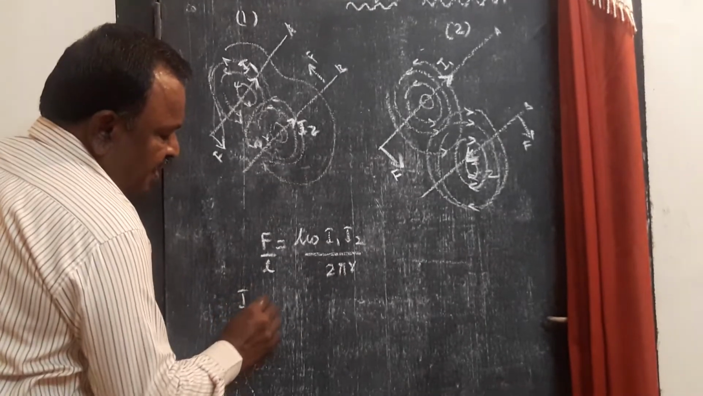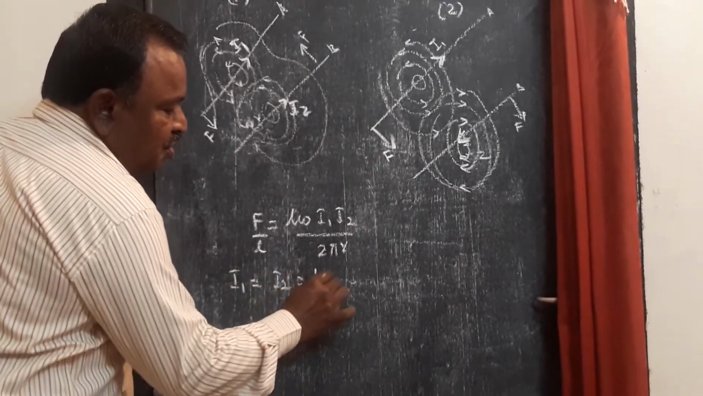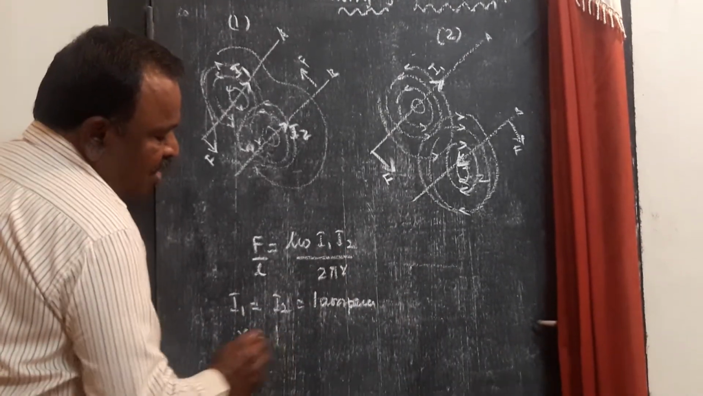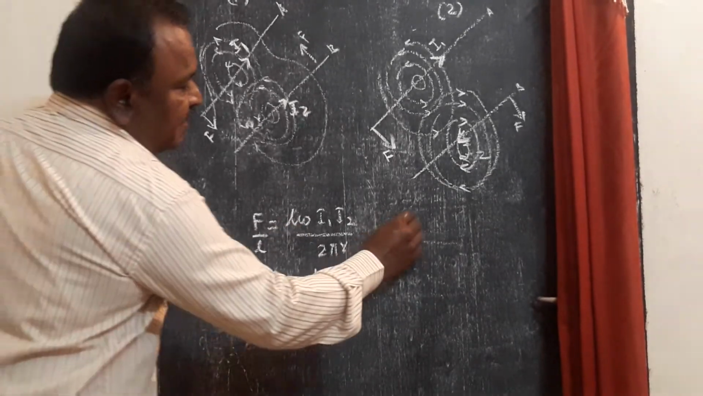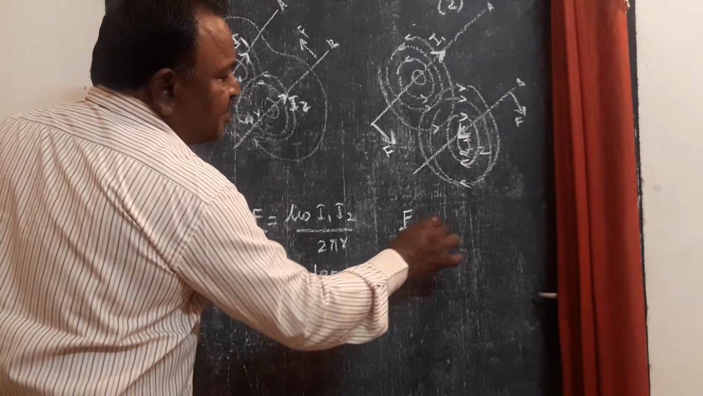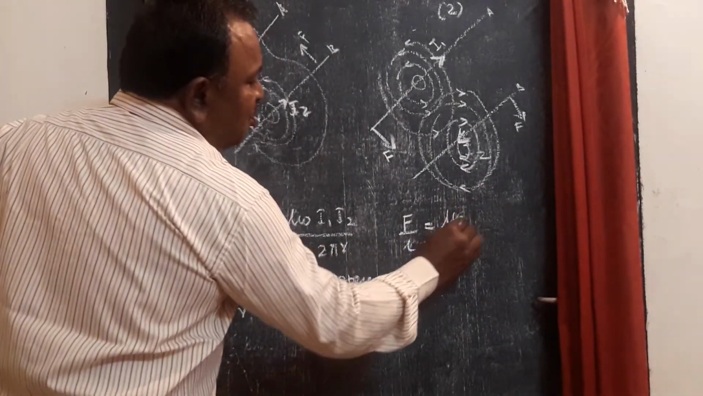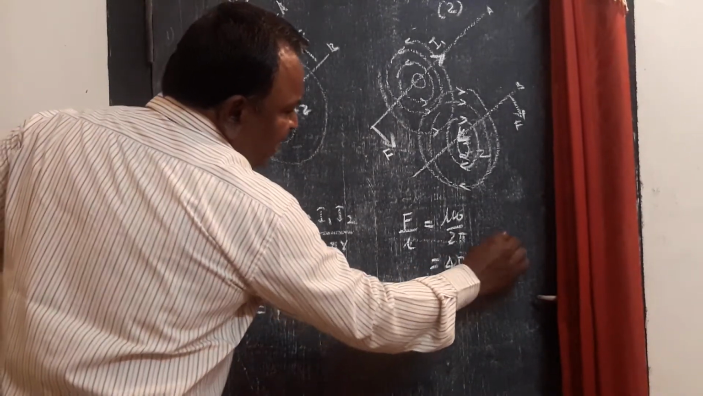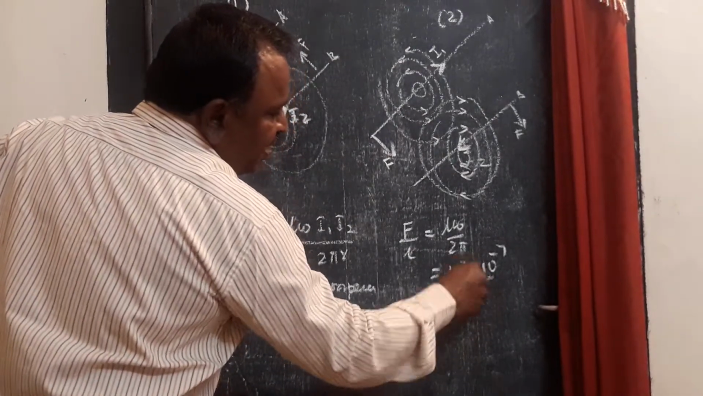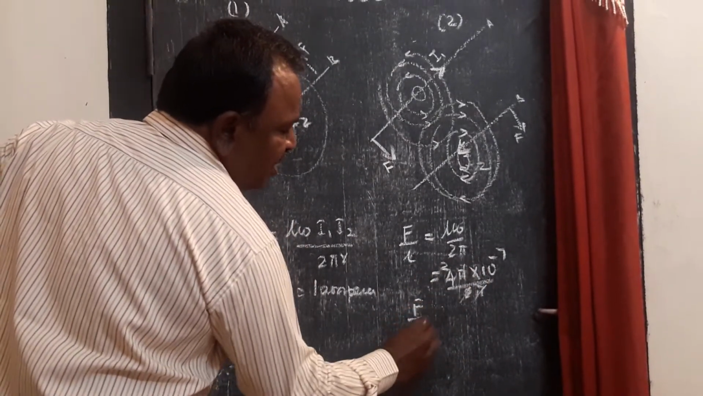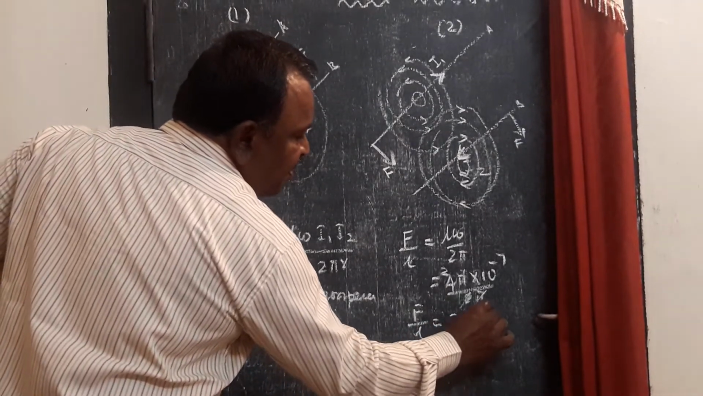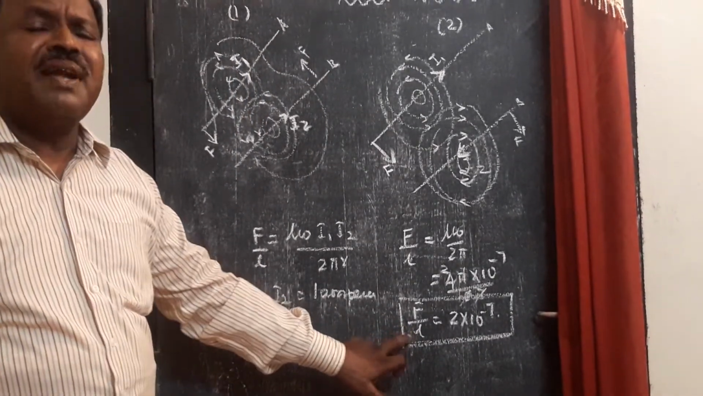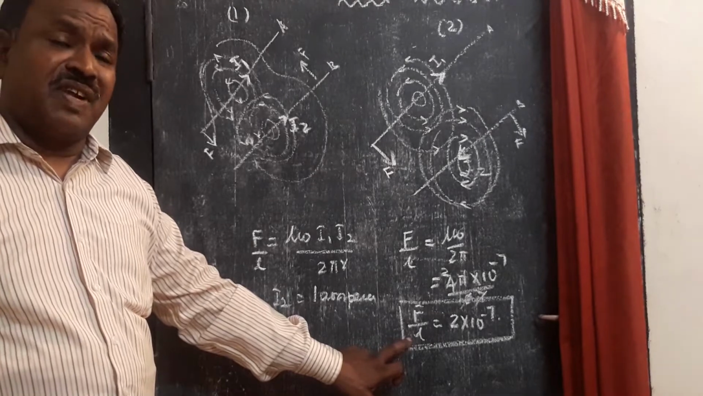Now in this expression, if I1 is equal to I2 is equal to 1 ampere, and the distance r is equal to 1 meter, when it is substituted, the expression for force per unit length is equal to mu naught by 2 pi, that is 4 pi into 10 power minus 7 by 2 pi. So the pi cancels, and force per unit length is equal to 2 into 10 power minus 7. So this expression helps us to define the ampere. So here is the definition for ampere.